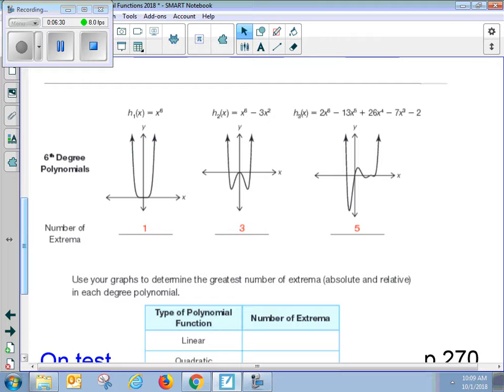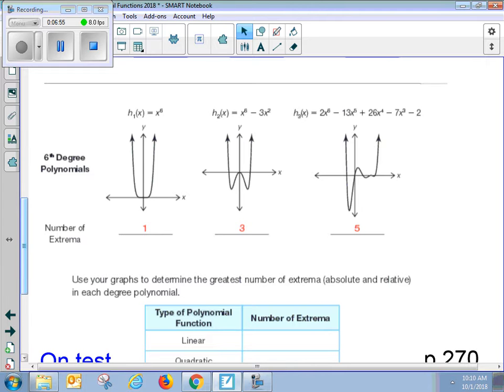So if I told you you had a 6th degree polynomial, at most, or I'd say how many possible extremas could you list? You would go 5 or 3 or 1. I start with the most and I count down. If I have a picture, I can count them. Without a picture, I don't know if there's 5 or 3 or 1. I know the most amount there could be. I know how many possible there could be.